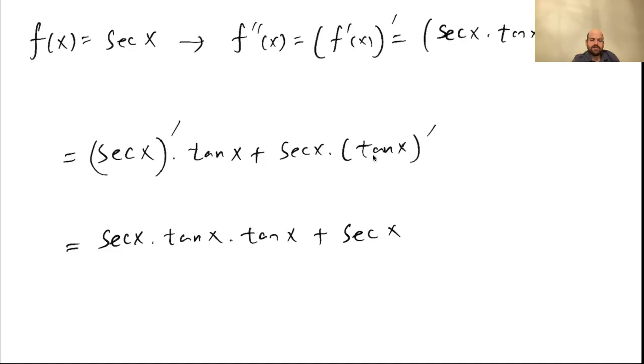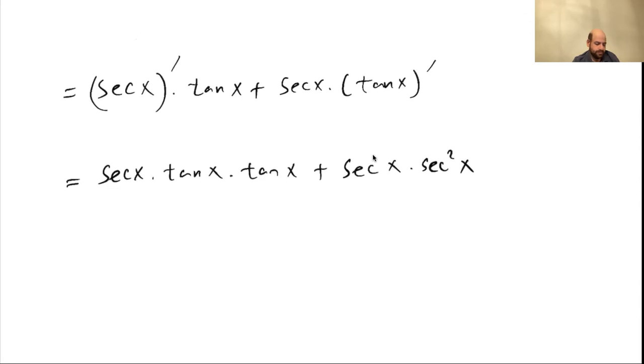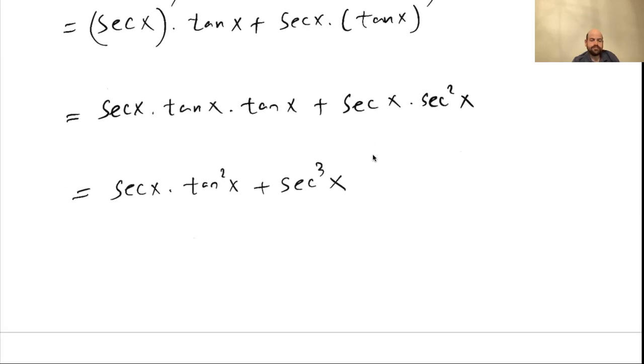What was the derivative of tan x? One of the rules before, we said the derivative of tan x is secant squared x. So times secant squared x. So what is that going to be? Secant x times tan squared x plus secant cubed x. Or if you want, you can take secant x common, times tan squared x plus secant squared x.